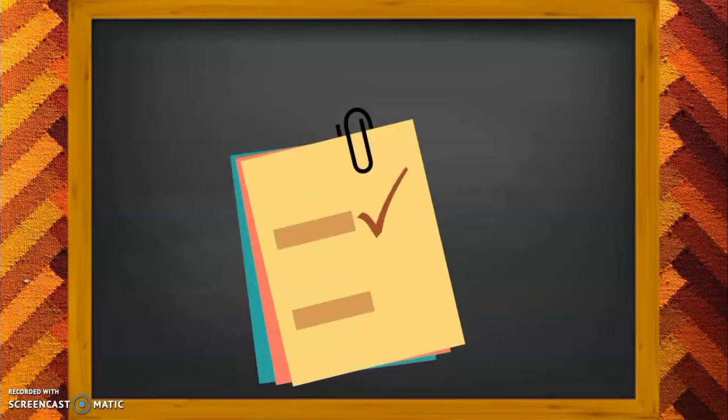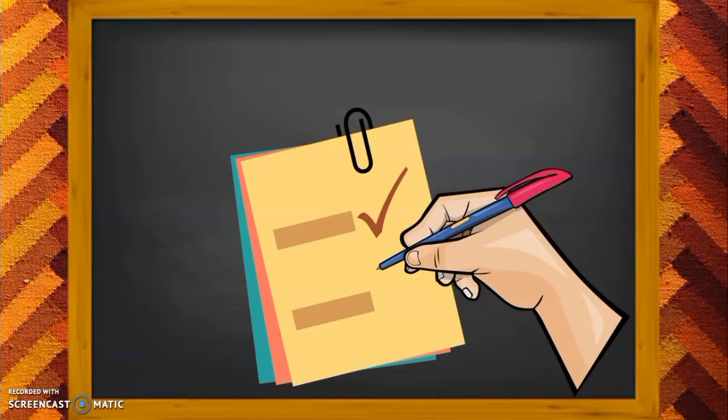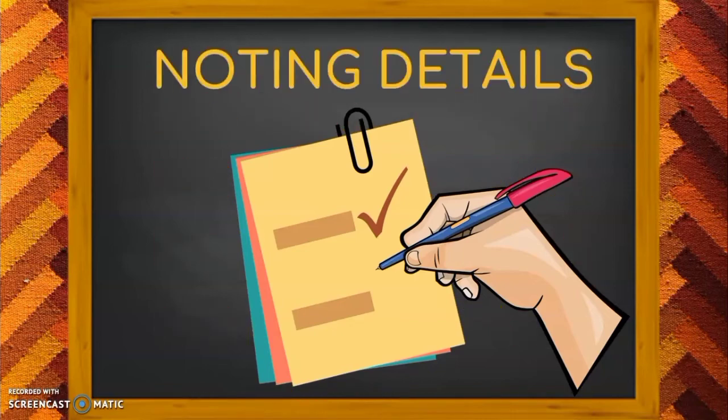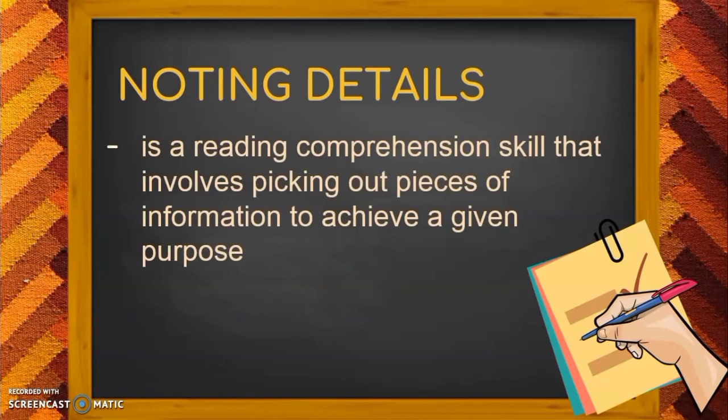Now let's talk about another skill that will help you better understand a text. And I think you guys have been doing this during your classroom discussions, or maybe when you are listening to speeches and reading a bulk of different materials. This is noting details. Noting details is a reading comprehension skill that involves picking out from a piece of text the particular piece or pieces of information to achieve a given purpose. These details are the ones that good readers notice, or that authors use to emphasize the events and the characters in a story.